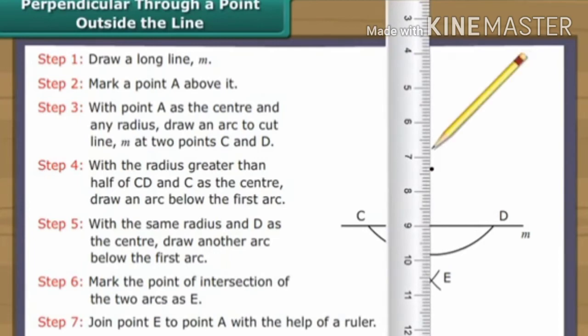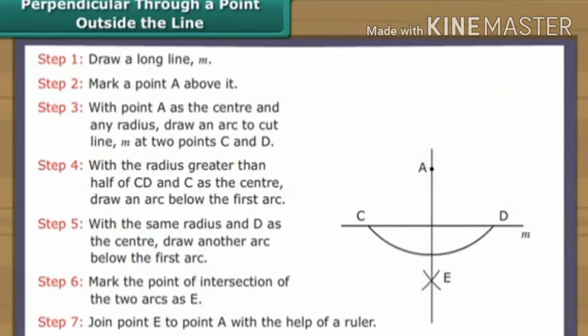Join point E to point A with the help of a ruler. AE is perpendicular to line M.